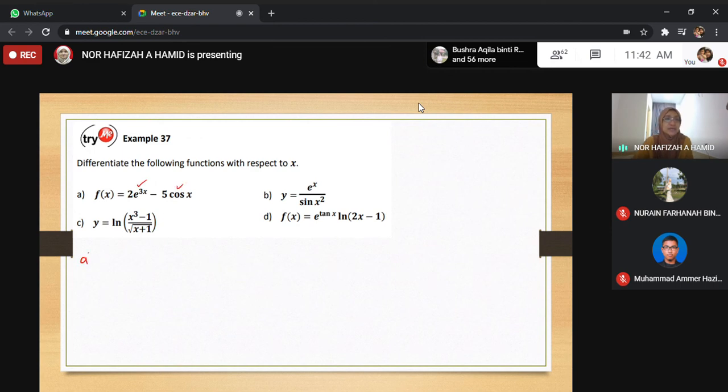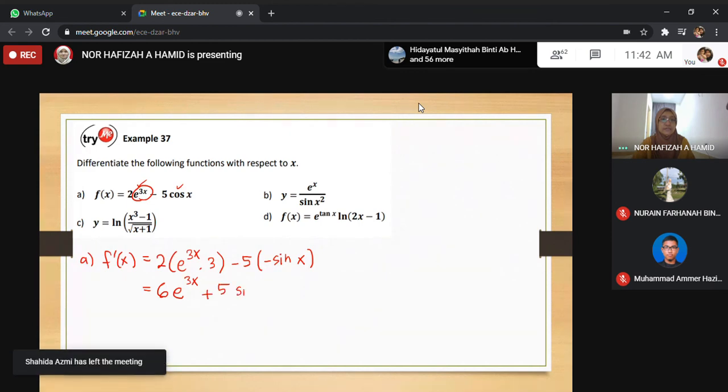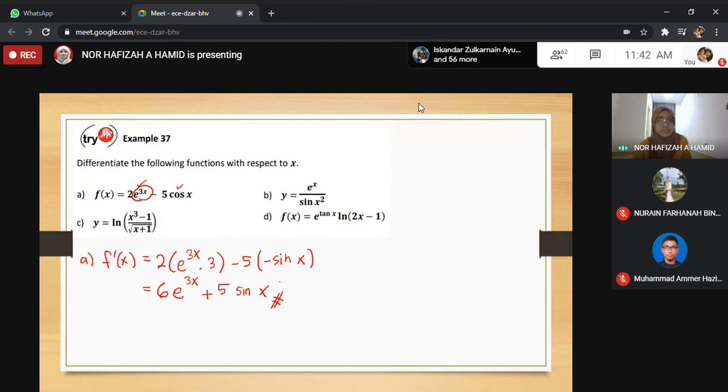Okay, so for A you nak differentiate f prime x. Okay, so differentiate 2 and then differentiate e3x. e3x is e3x, you need to times with 3. Okay, so minus 5. Differentiate cos, you have negative sin x. Okay, next you simplify, you have 6 e3x plus with 5 sin x. Okay, so yang ni for example 37A.